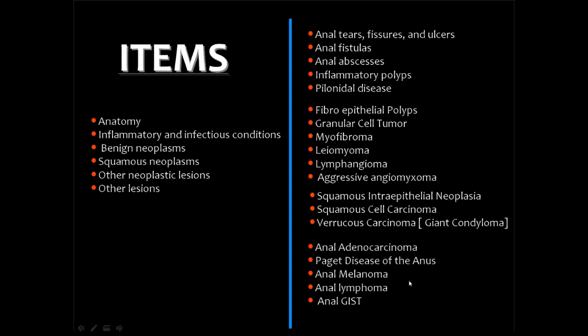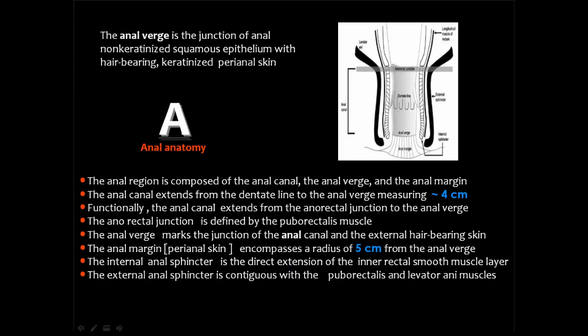Then there are some other malignancies occurring in this particular area, like the adenocarcinoma, the Paget disease, melanoma, lymphoma, and the gastrointestinal stromal tumors. Then finally, we have two side issues: the hemorrhoids and the syndrome known as the solitary rectal ulcer syndrome.